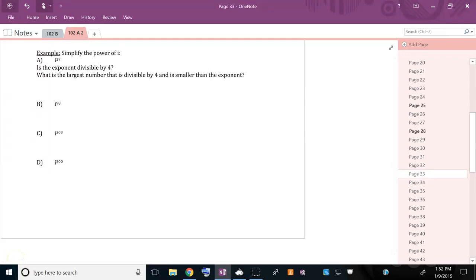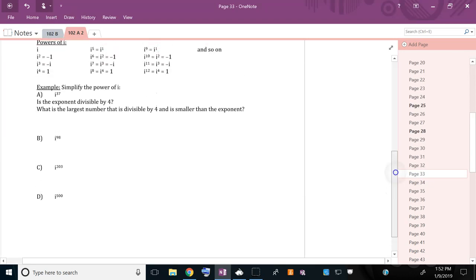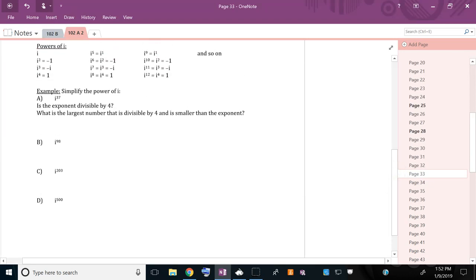Math 102, simplifying powers of i. So we've already got i itself. i squared we said is -1. i cubed we define as -1, or I'm sorry, negative i. And i to the 4th we define as +1.